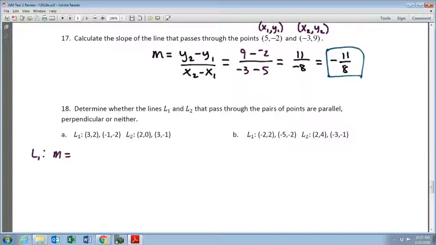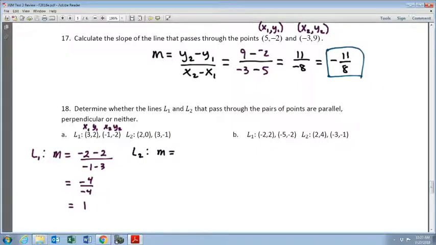So for the first line here on part A, our slope is going to be negative 2. Let's see, negative 2 is my y sub 2 minus y sub 1, which is 2. And then negative 1 minus 3, that's going to be x sub 2 minus x sub 1. We're going to end up with negative 4 in the numerator and negative 4 in the denominator. And so that's just 1.